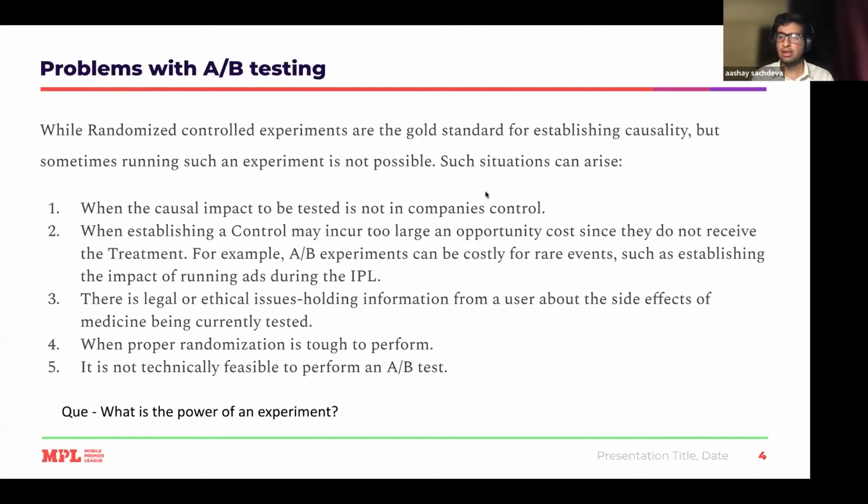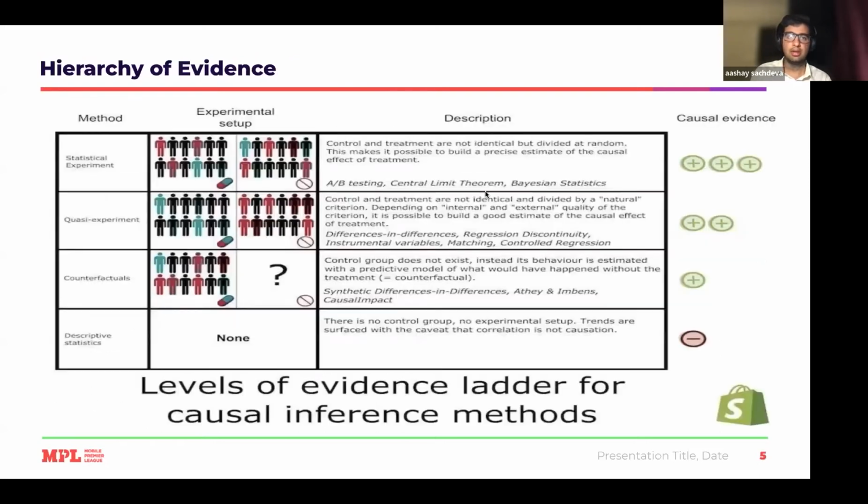There are a lot of online calculators for this. You can just Google A/B test power calculator and input your baseline metrics and how many users you have on the platform, and that will give you the answer.